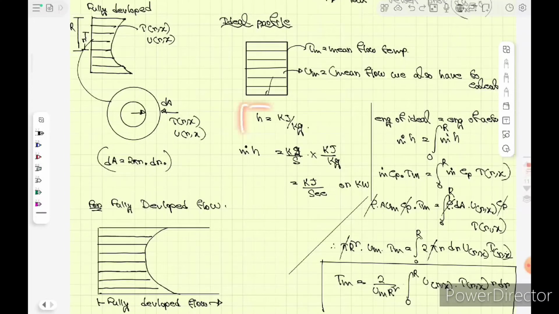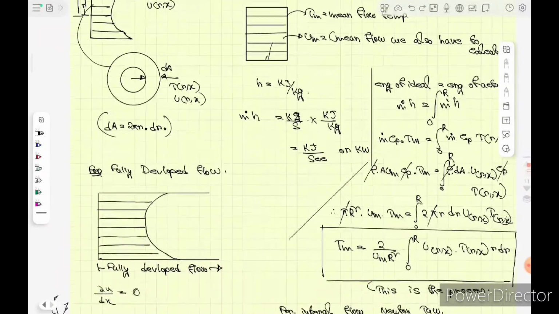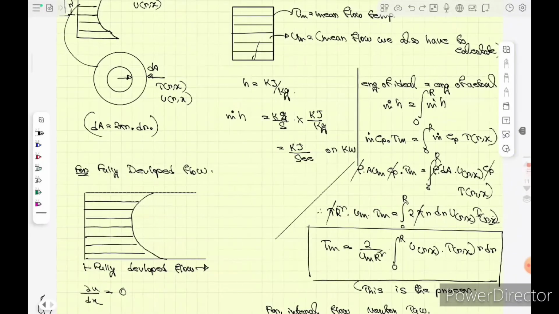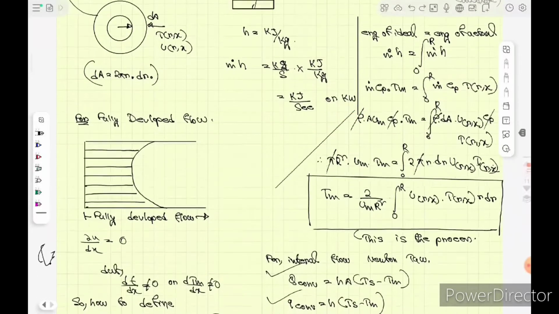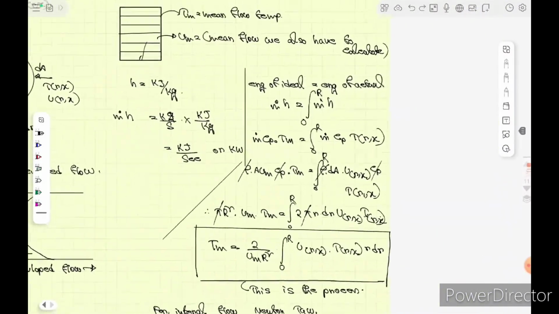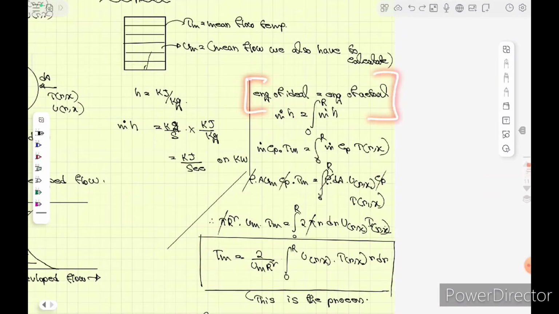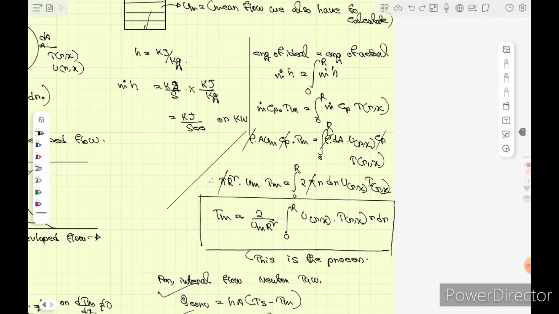Then we multiply by the mass flow rate. So kilojoule per kg with kg per second gives kilojoule per second, or kilowatt. Now this says that the energy of the ideal fluid and the energy of the actual fluid have to be the same, as you know previously. So m dot h equals the integral of m dot h. From there, m dot cp gives us T into r(x), that was also there. We are then dividing and multiplying. These are things you can figure out later.